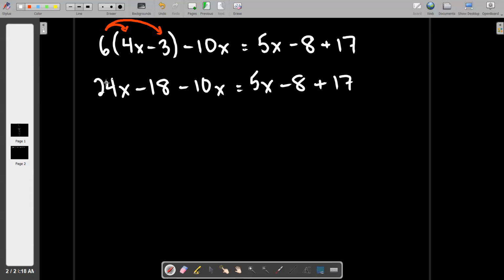What is 24x minus 10x? So I'm going to copy down now 14x minus 18. And on the right side, my like terms are not variable terms. They're what we call constant terms. And what is, let's put little arrows to them. What is negative 8 plus 17? Positive 9. So we have 5x plus 9.